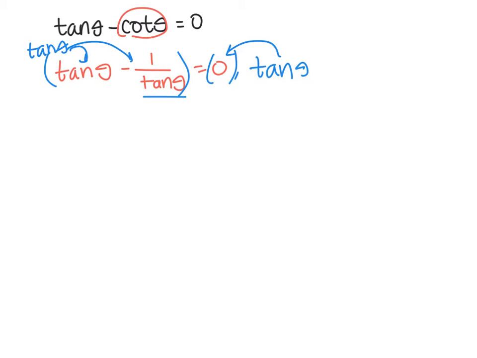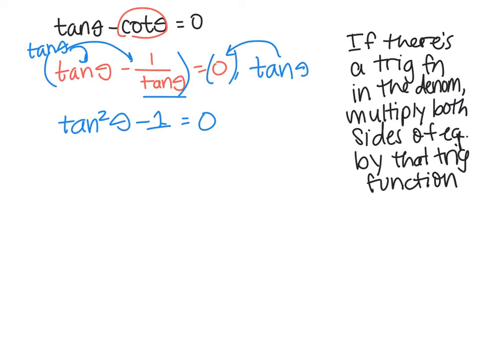So on this left side, tangent times tangent is tangent squared of theta. Tangent times 1 over tangent, the whole point is to cancel it out, just equals 1. 0 times tangent is 0. So we multiplied both sides of the equation by the same thing, so it's still an equal equation. And now we've gotten rid of that fraction. So to reiterate, the strategy we're using here is if there's a trig function in the denominator of any term, multiply both sides of the equation by that trig function in order to get it out of the denominator, to cancel it out.